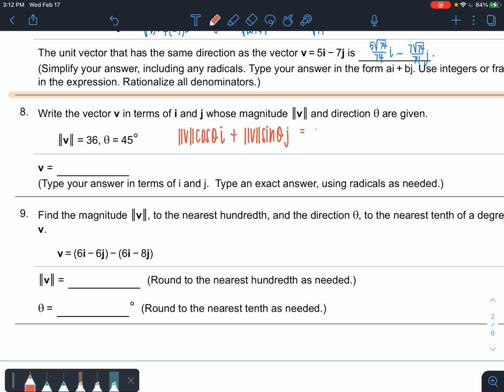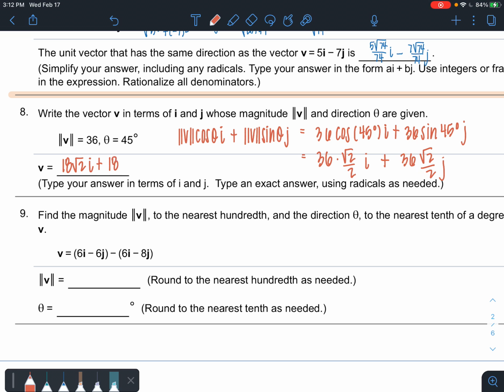So what we get is 36 cosine 45 degrees i plus 36 sine 45 degrees j. And we do want to simplify. So we get 36 times radical 2 over 2, which is cosine of 45, and 36 radical 2 over 2 j. Simplifying that, we get 18 radical 2 i plus 18 radical 2 j.